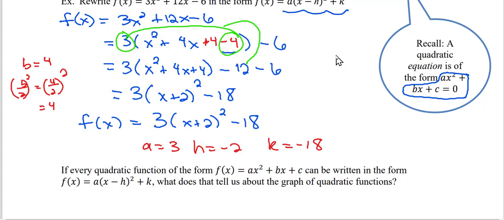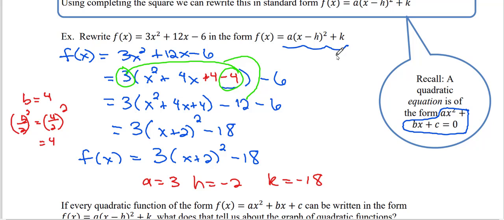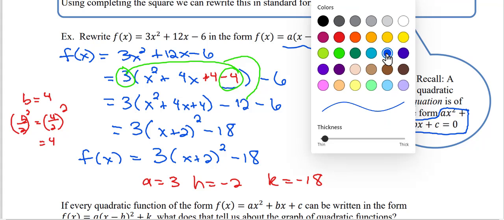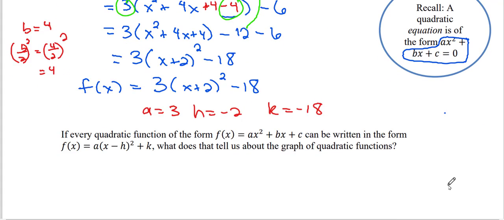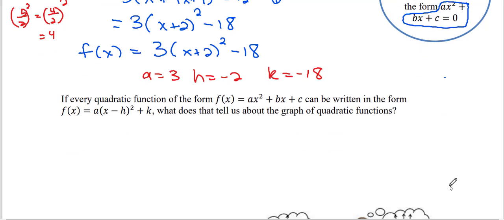You might ask, why do we care? Why would we want to do that? Why would we put ourselves through completing the square, which is super fun? I know most of you think that. So why would we do that? Well, the reason is that it can tell us something about the graph of a quadratic function. Let's think about what we know about that.